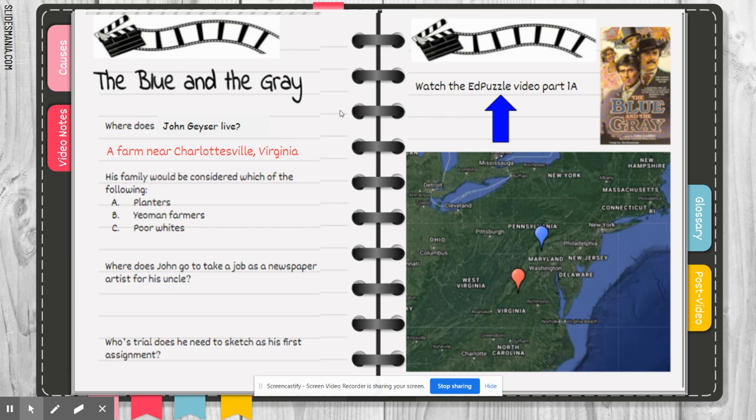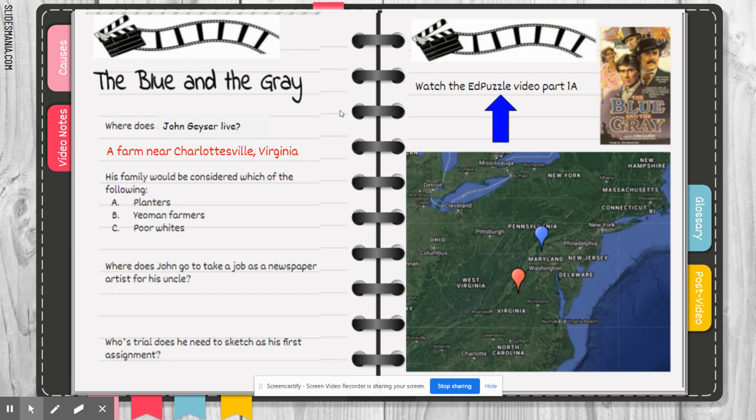Where does John Geyser live? A farm near Charlottesville, Virginia. Okay. When we did a class pyramid in our South notes, we looked at different levels in society of how wealthy or how important people were in Southern society. The planters were the big plantation owners. Clearly, John's family does not own a big plantation with 20 or more slaves. John's family has a slave, one. They almost treat her somewhat like a family member. I wouldn't say that that's exactly it.